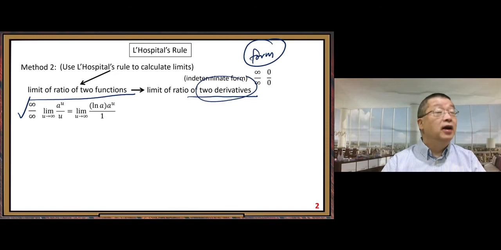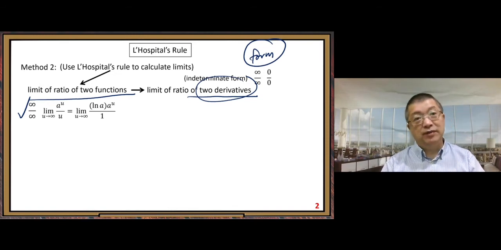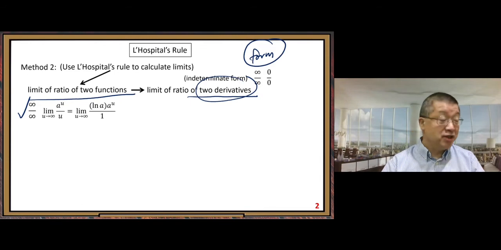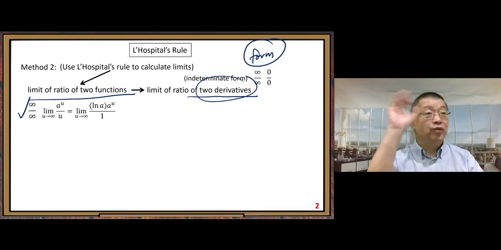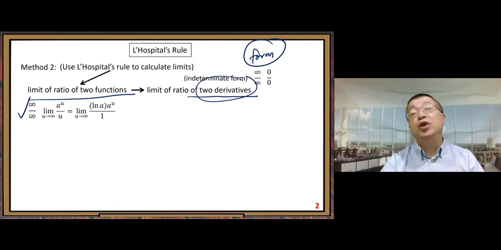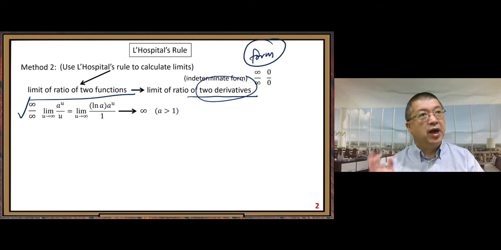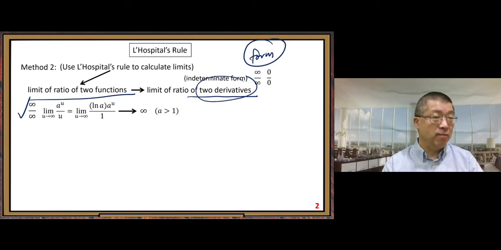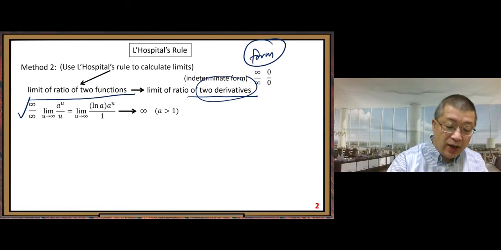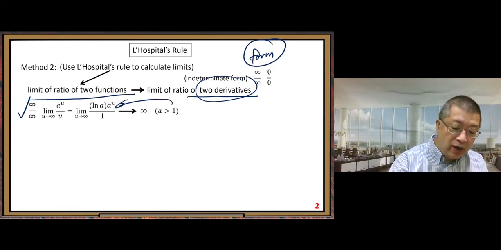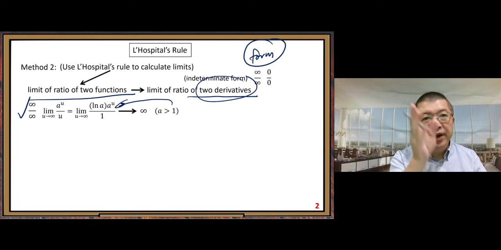All right, so now, what is the limit of this one? That's easy. Because the denominator is 1, we just look at the numerator. When u goes to infinity, the numerator is infinity. So the original ratio is infinity. Here, remember, we have this a greater than 1 condition. It is important because it tells us the numerator goes to infinity.